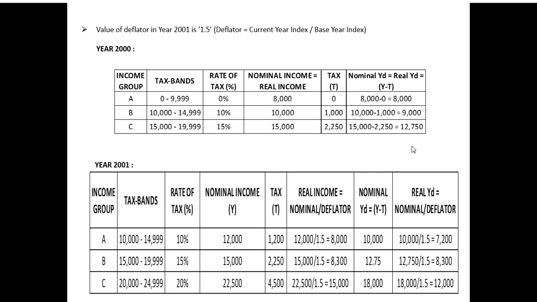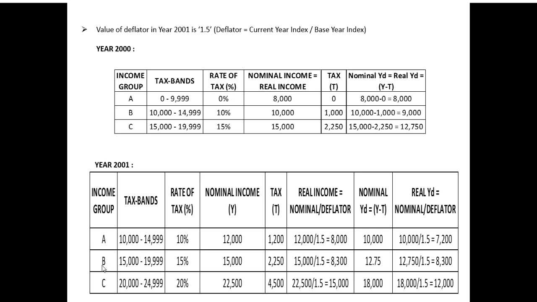All right. Now look at the situation in the next year, 2001. What has happened in 2001? Please do keep in mind, the thing that has happened is inflation has taken place. That is important to realize. What is the inflation? 50%. So you need to adjust the income for inflation. How will you do that? In the numerator, keep 150, which is the index for 2001, divided by 100, and you will get 1.5. That is the GDP deflator.